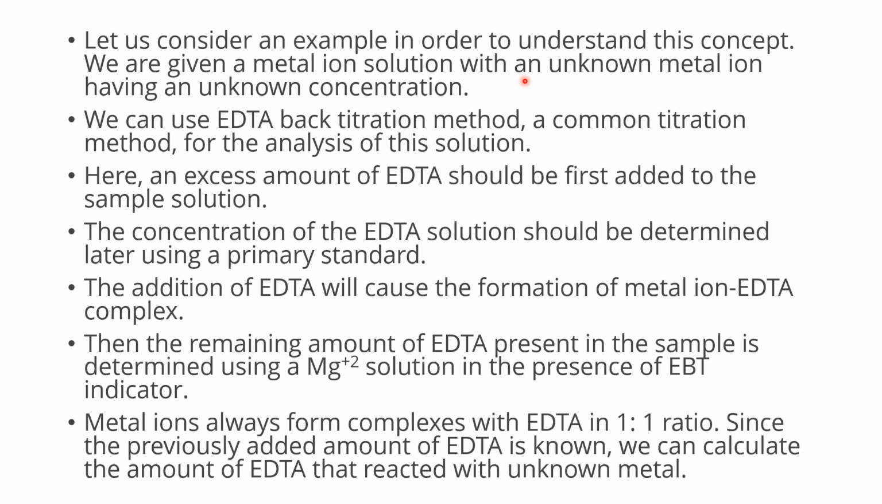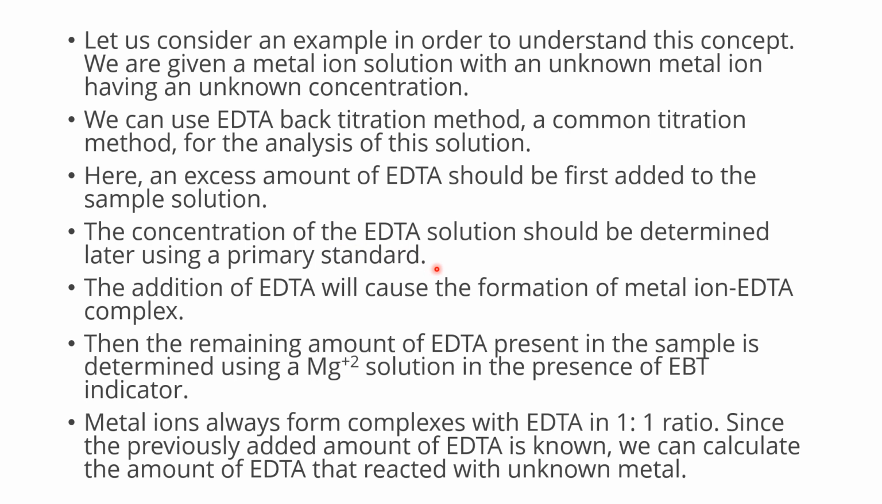Let us take an example and understand this. A metal ion solution with an unknown metal ion concentration is taken. To this, we add EDTA, a common titration method for the analysis of this solution. So we add excess amount of EDTA to the sample solution. The concentration of EDTA should be determined later using a primary standard.